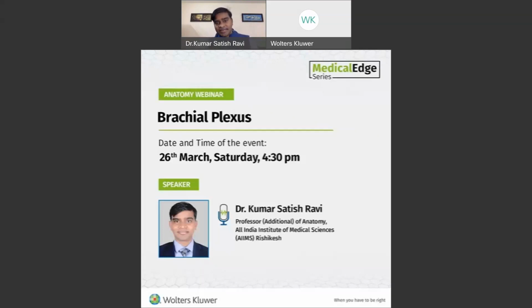that is the thoracoacromial artery and the lateral thoracic artery. Then when we talk about the third part of the axillary artery, it extends from the lower margin of the pectoralis minor to the lower border of the teres major. And from the third part of the axillary artery, we have three branches.